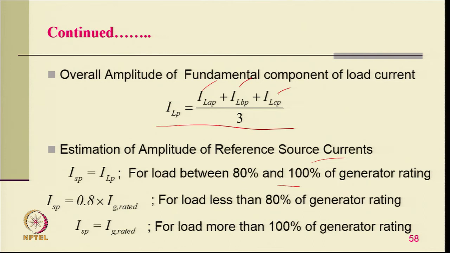So, we are able to use, you can call it, if the load is between 80 to 100%, we maintain the same load current. But if it is less than 80%, we maintain the generator current at only 80% of the rated, and if it goes more than 100% load, then we maintain it at the rated. So that the generator is not overloaded.